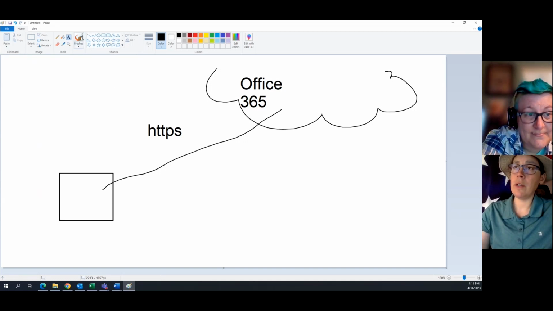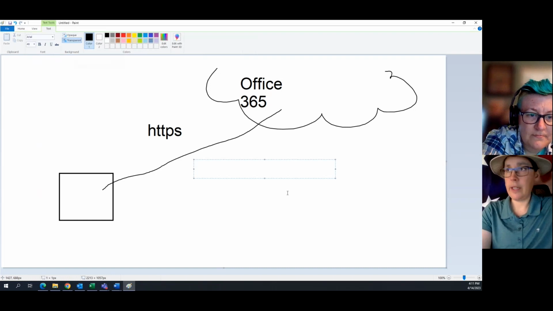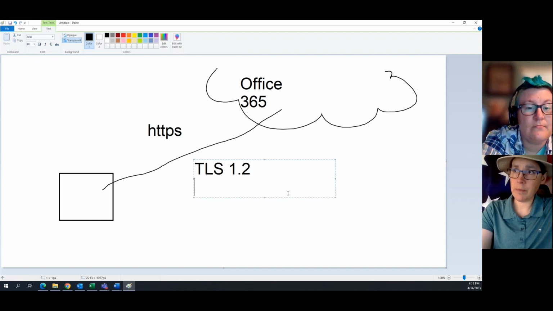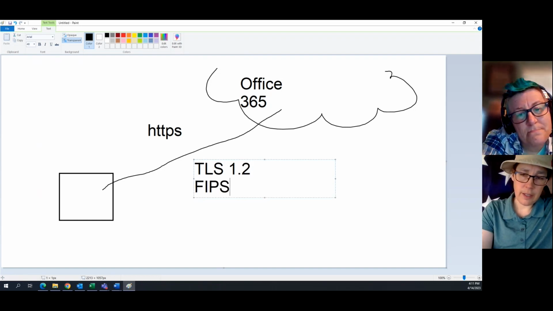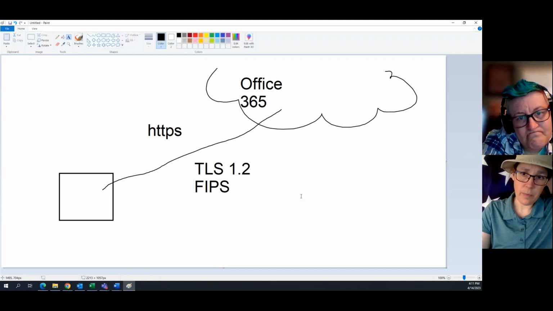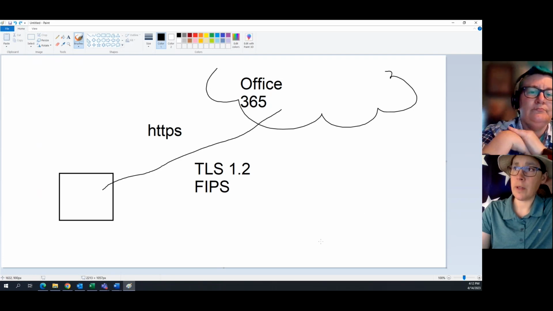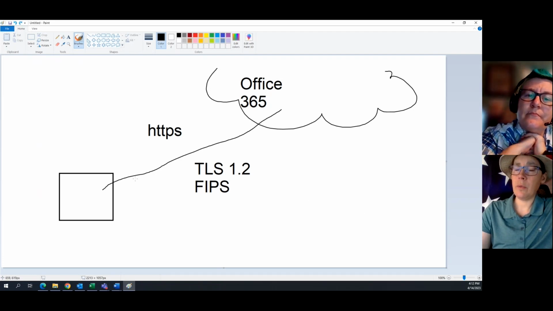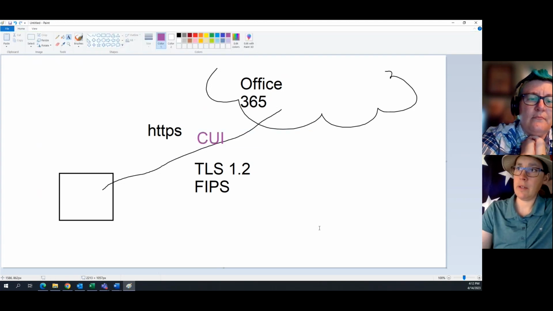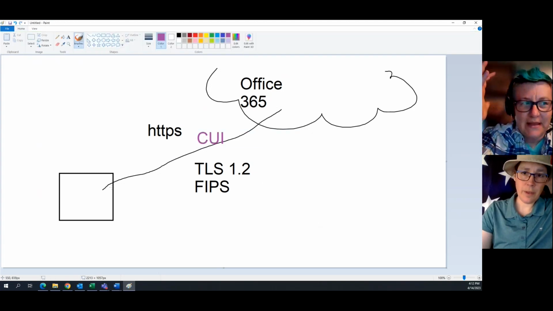But if you go look at the knowledge base articles for Office 365, they say that all the web browser connections use TLS 1.2 and that it is FIPS. It's enforced on the Office 365 side. Okay, so right now we have met all that stuff if we're transmitting CUI across this wire. Okay, so would that mean that's inherited?